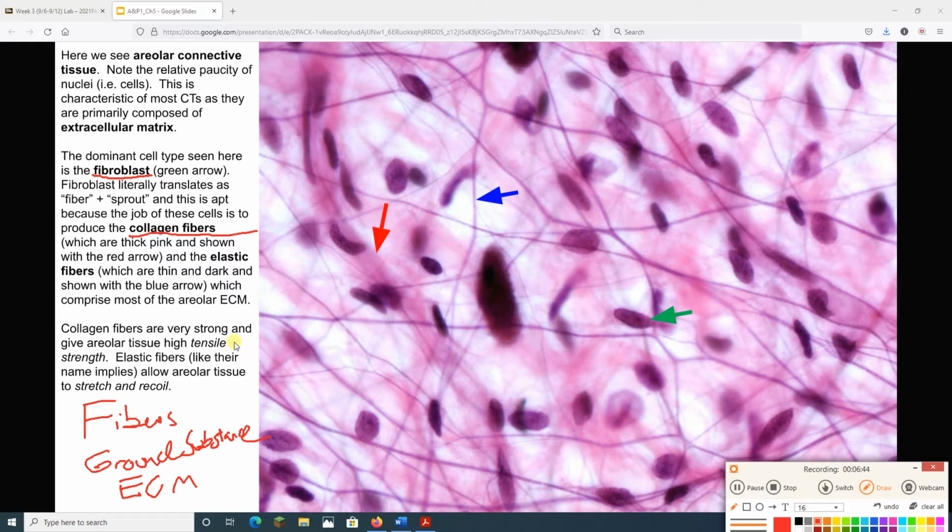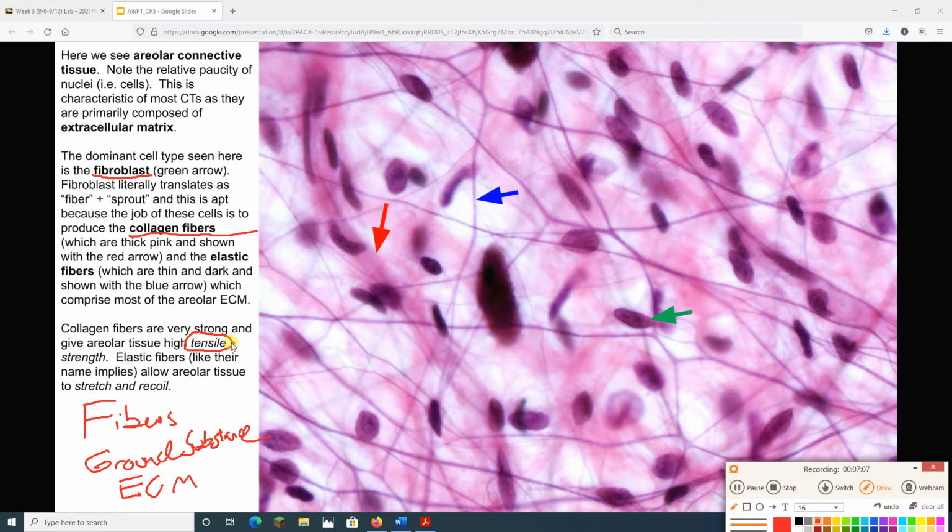So they have what's called high tensile strength. That means they're able to resist tension. That means you can pull on them and they're not likely to break. Imagine grabbing a string and pulling on each end and trying to rip it apart that way. Not going to happen. Collagen fibers are like this.